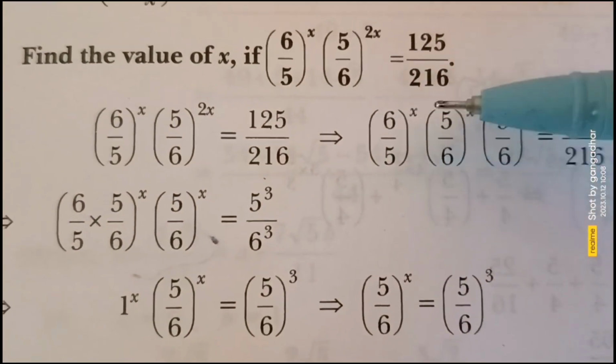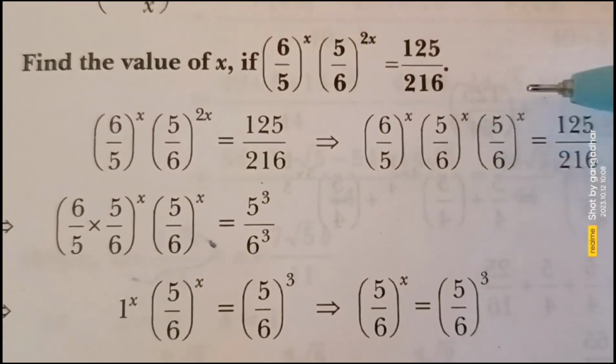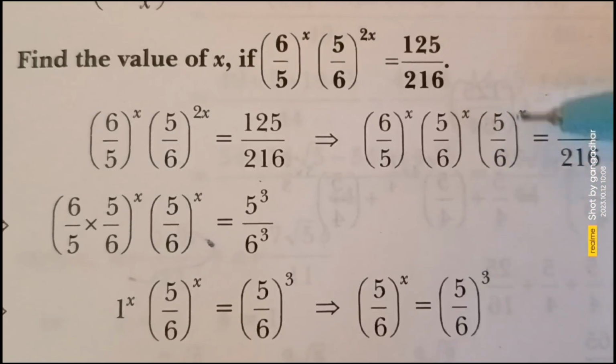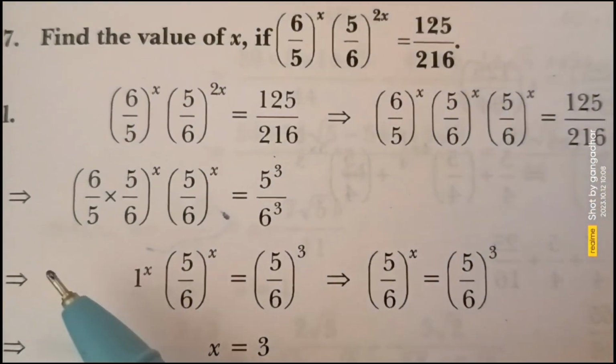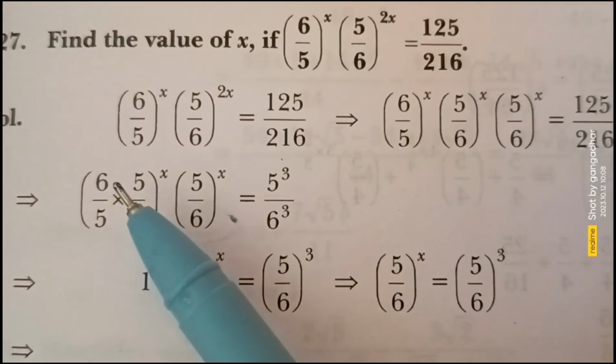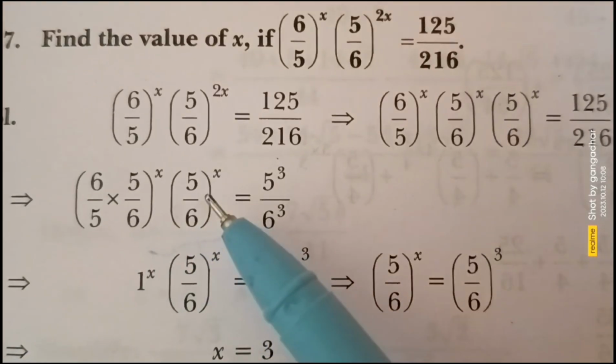Here (6/5)^x (5/6)^(2x) splits into two terms: (5/6)^x and (5/6)^x, equal to 125/216. Next, (6/5) into (5/6) whole to the power of x.